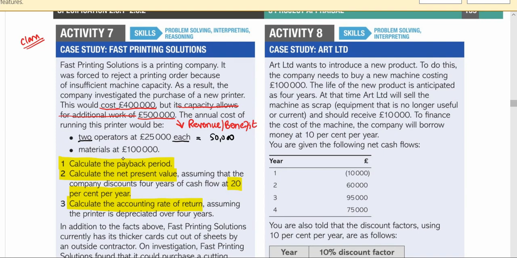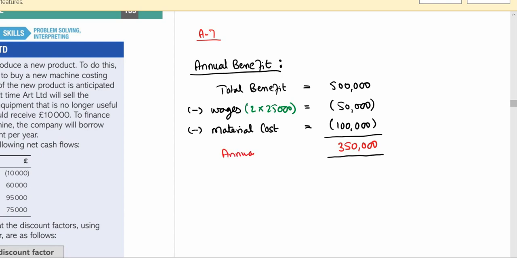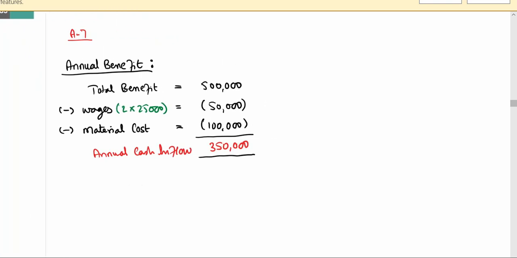And then material: we have to purchase material of 100,000, so less material cost is 100,000. Now this is the annual benefit that we will earn by using the printer. So 500 minus 150, that is 350,000. So 350,000 is the annual cash inflow. Okay, so now we are going to calculate the payback period.